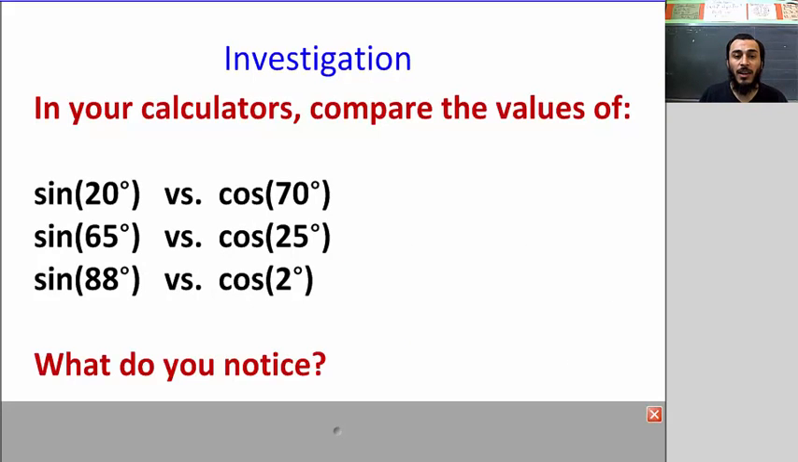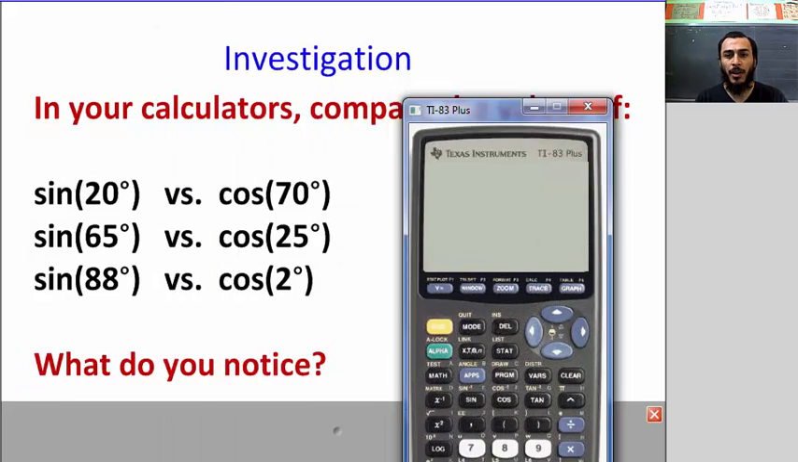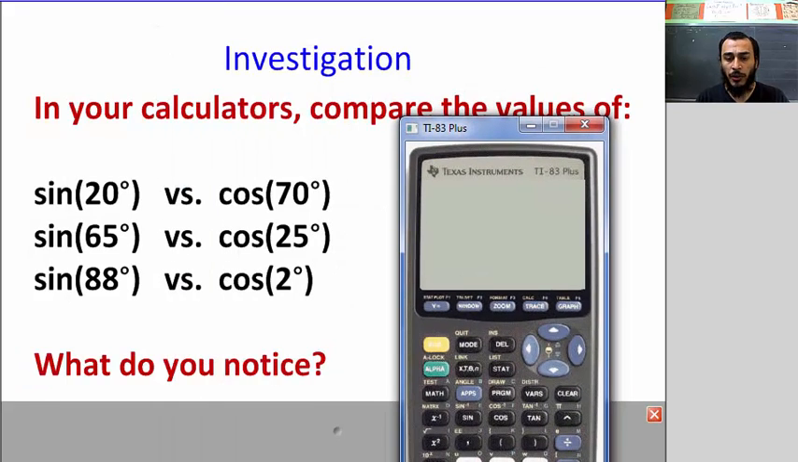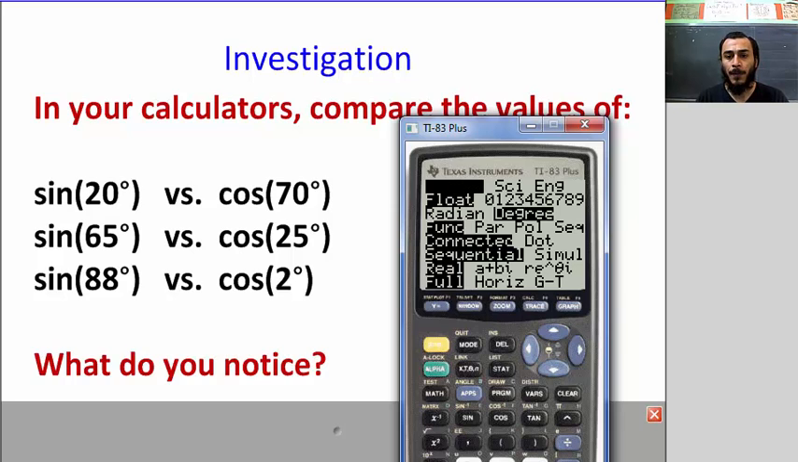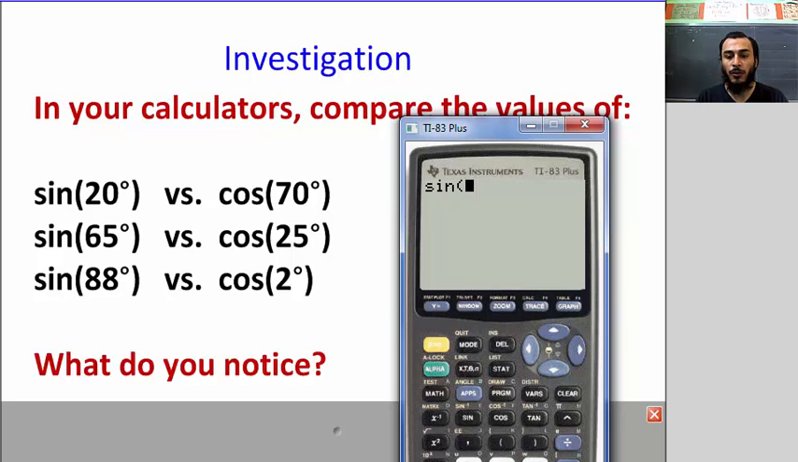Let's do a quick investigation here. So if you got a calculator, do this along with me. Take out your calculator, and I just want you to compare the values here. So it says to compare, and by the way, make sure you're in degree mode. So it says to compare the sine of 20 with the cosine of 70. So let's see what happens when I take the cosine of 70. Well, that's interesting. The sine of 20 equals the cosine of 70. I wonder if that means something.